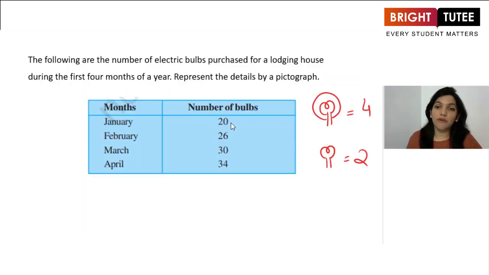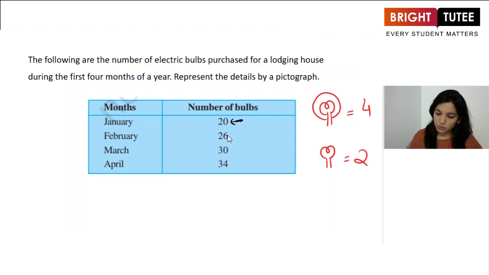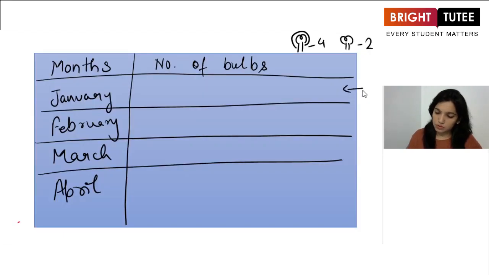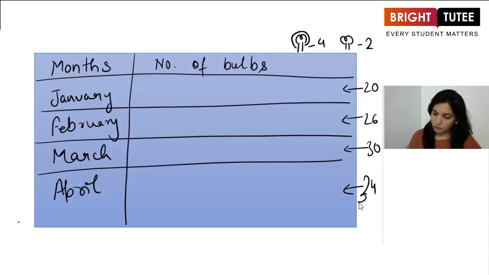In the first one, we have got for January 20. So 20 bulbs we are going to represent. So as we have thought, what we are going to do is we are going to use the complete image of a bulb with this covering, which will represent 4. And if we just use this filament part, it will be 2, right? So in order to represent, let's just write the numbers 20, 26, 30, 34. So we are going to represent these numbers using the pictograph.